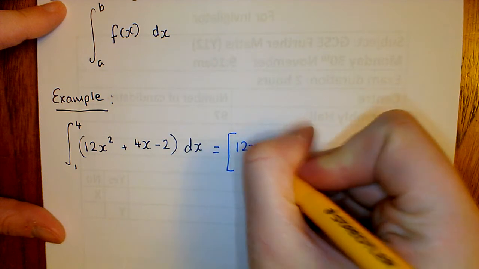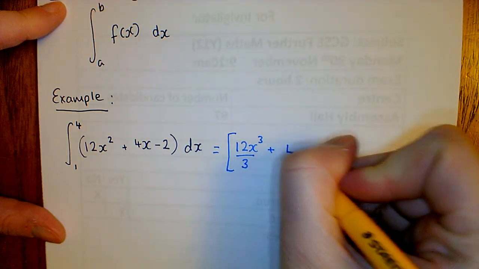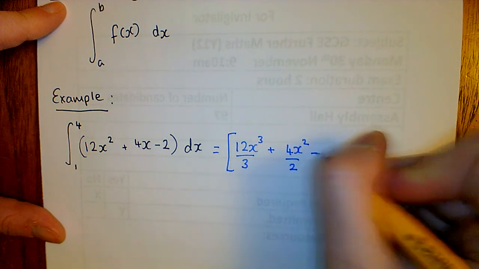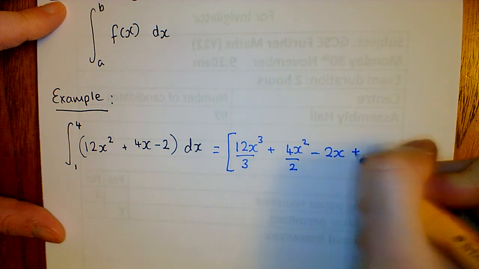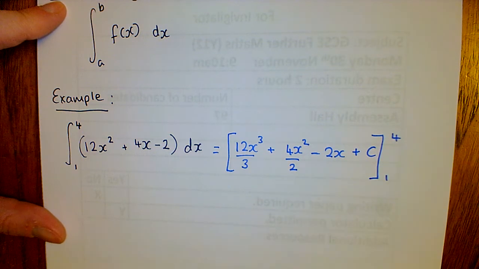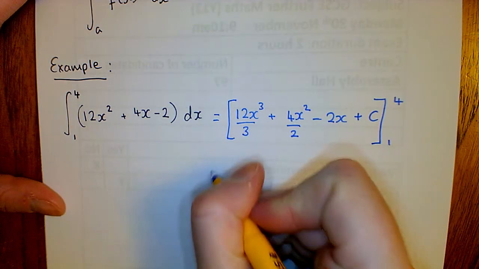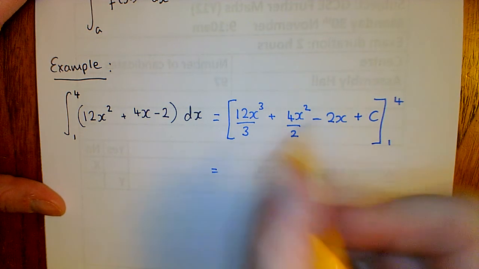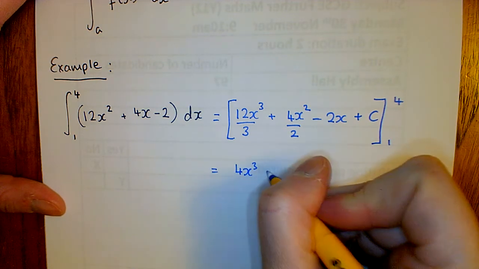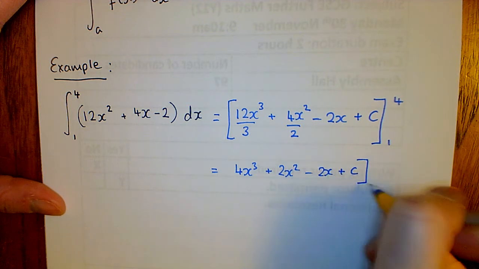So we've got 12x, add 1 to the index, divide by the new index. Add 1 to the index, divide by the new index. That becomes minus 2x, and we'll put in the plus c. And the limits move then to the right hand side. Okay, so it's really important that you get your notation correct. And then we're going to cancel that down a wee bit. So we have 4x cubed plus 2x squared minus 2x plus c.